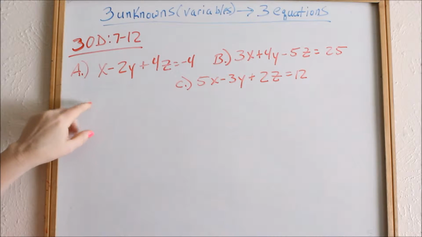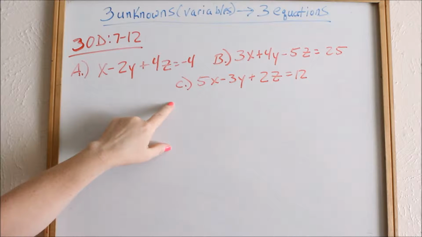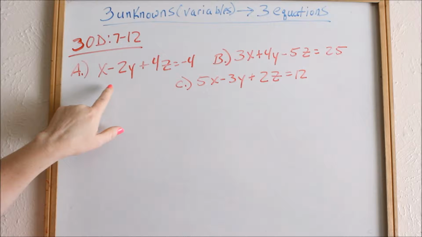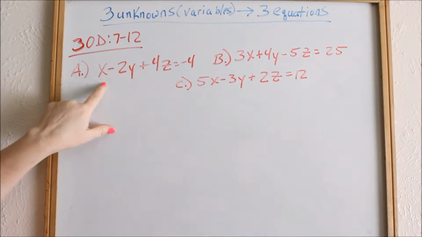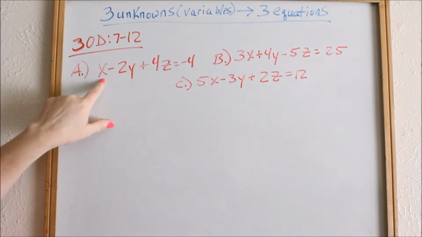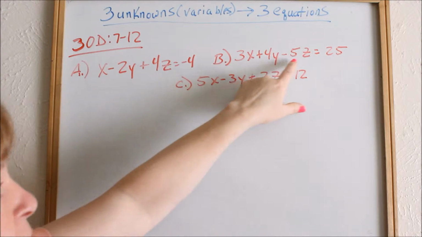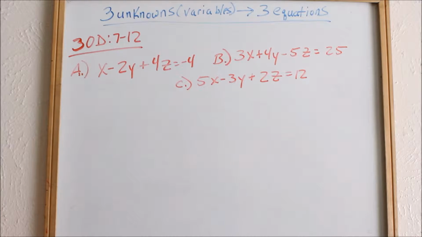So we are going to pick two of these equations and use elimination to get rid of one variable. I always like to look and see if there's any equation that does not have a coefficient in front. This is the only one in your X's where it doesn't have a coefficient. Every other letter has a coefficient in front of it, okay? So I'm going to choose to use equation A.